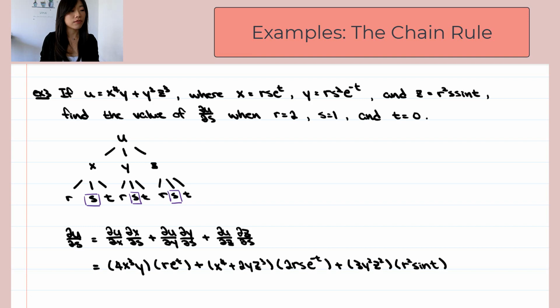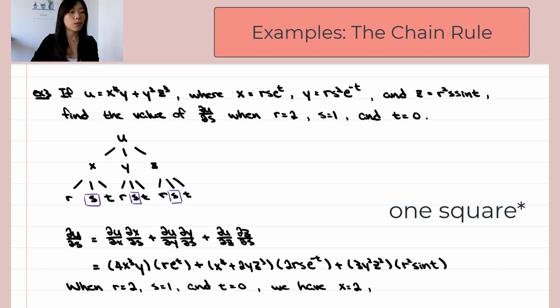Now we want to evaluate this partial derivative function when r equals 2, s equals 1, and t equals 0. We can first substitute these three values into the x, y, and z functions. We have 2 times 1, then times e to the power of 0, so x equals 2 at this point. Then for y, we have 2 times 1 squared times e to the power of negative 0, so y is also 2 at this point. And for the last function, z, we have 2 squared times 1 times sine of 0. Sine of 0 is 0, so z at this point is 0.